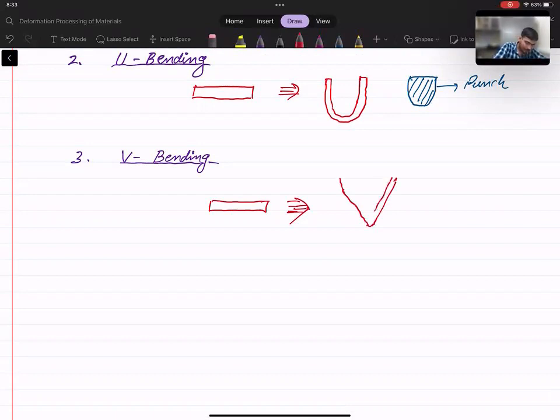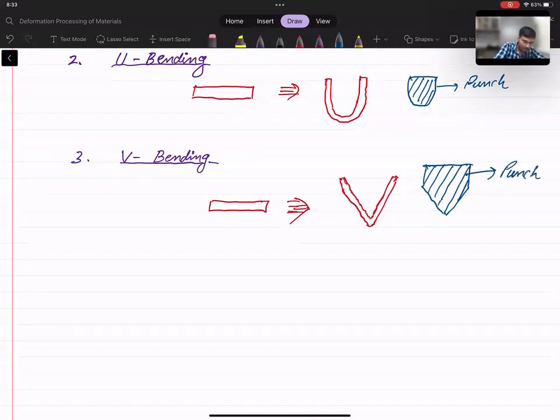And in this case, a V-shaped punch will be used. So this is like this, V, and a punch, something like this is used. So this is the punch in case of this V bending.